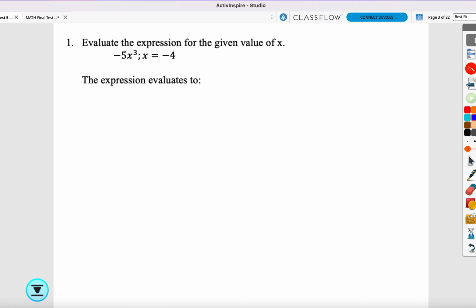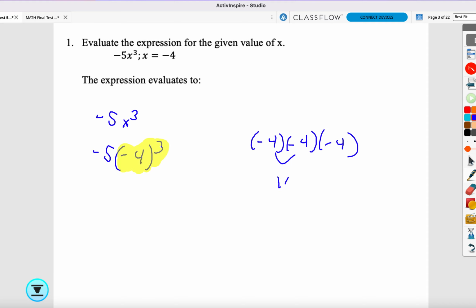Evaluate the expression for the given value of x: negative 5x cubed, x equals negative 4. So we have negative 5x cubed, but x is equal to negative 4, so it'll be negative 5 times parentheses negative 4 cubed. We have to evaluate the negative 4 cubed first, since it's PEMDAS, we do the exponent first. So negative 4 cubed is negative 4 times negative 4 times another negative 4. Two negative 4s make a positive 16, times another negative 4. 16 times negative 4 is negative 64.